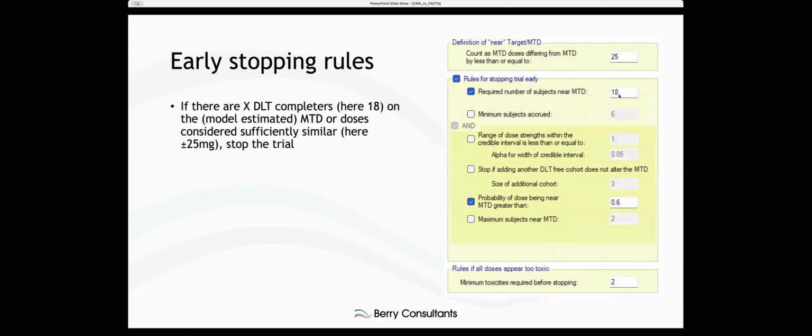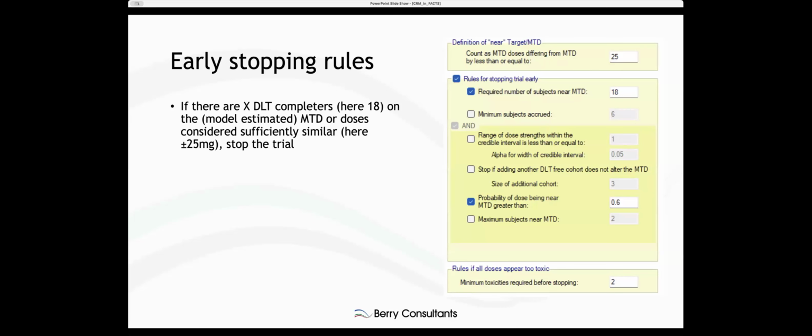And then the last piece that we need, the last sort of set of rules that we need to make sure CRM behaves the way that we want it to behave, is so-called early stopping rules. On the right-hand side is again a screenshot from FACTS. And let's firstly look at this first option that is being set here. This is called required number of subjects near MTD is 18. What does near mean? There's a concept of near doses that we've defined above, where we say count as MTD doses differing from MTD by less than or equal to.